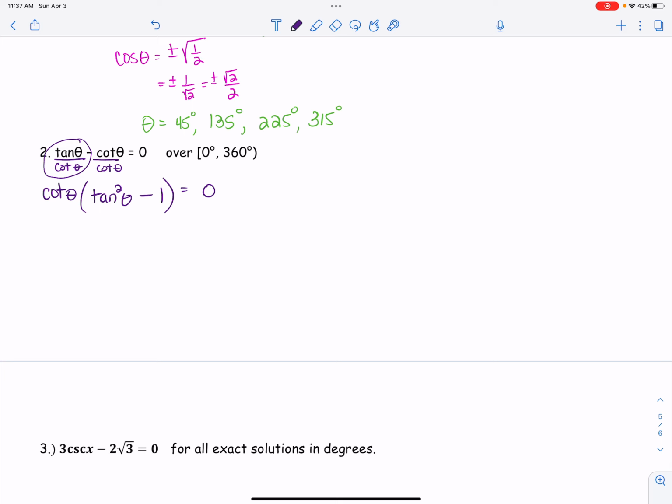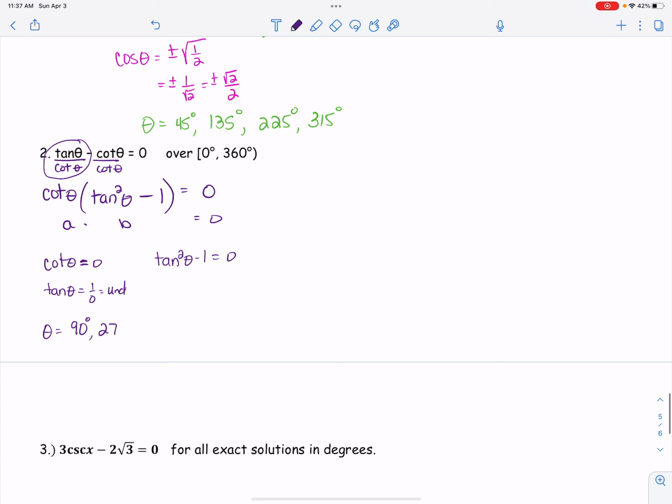So that's one way you could go about factoring and separating the 2 different trig functions you have. If you want to play with it and leave them as fractions, you could do that as well. But now, again, I've got a times b equals 0. So either cotangent of theta equals 0, and all the solutions that come from that, or tangent squared theta minus 1 equals 0. So I've got 2 equations to solve. Cotangent of theta, where does it equal 0? Well, as a tangent, that'd be 1 over 0 or undefined. I'm looking for where the tangent is undefined. So hopefully you remember the tangent is always undefined on the y-axis. So straight up, straight down, I'm in degrees, so 90 degrees and 270 would be the solution I'd get for the first one.